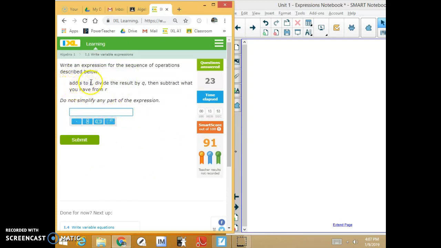Add s to t, divide the result by q, then subtract what you have from r. If I'm going to subtract it from r, that means r is going to come first. And I'm going to subtract something from it. Well, what am I going to subtract from it? Well, I'm going to add s to t and divide it by q. So I need a fraction. I'm going to add s and t together, and I'm going to divide it by q, and that's what I'm going to take away from r. So I think that's up to a 92.